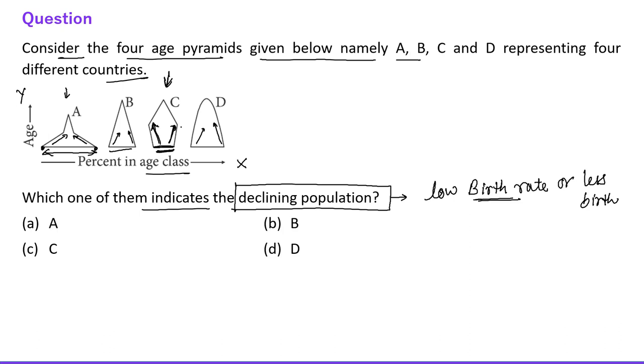Clear? Okay. In fact, you can say one more thing. Here C is the odd one out. C is the odd one out, that you can also say from these four pyramids. The pattern of C is different from the other three. So obviously, C will be showing the declining population. Correct. Now let's move to the next question.